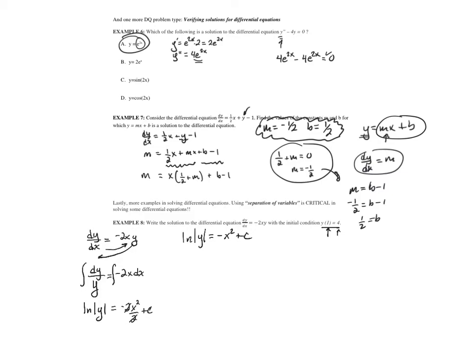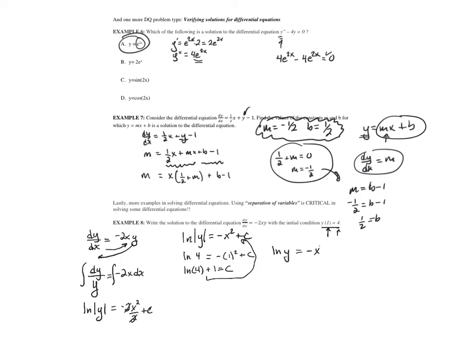So in doing so, we get the ln of 4. Now, we don't really need those absolute values because 4 is a positive number. But that's equal to the opposite of 1 squared plus c. And of course, the opposite of 1 squared is just negative 1. So if we add that over to the other side, we get the ln of 4 plus 1 is equal to c.